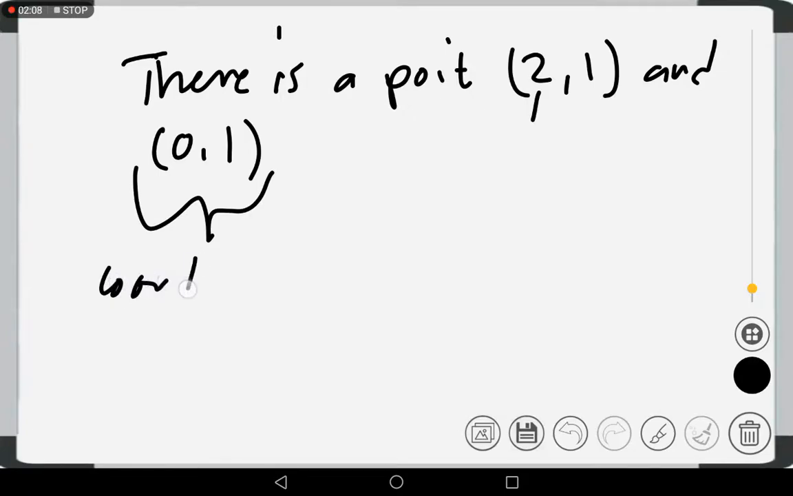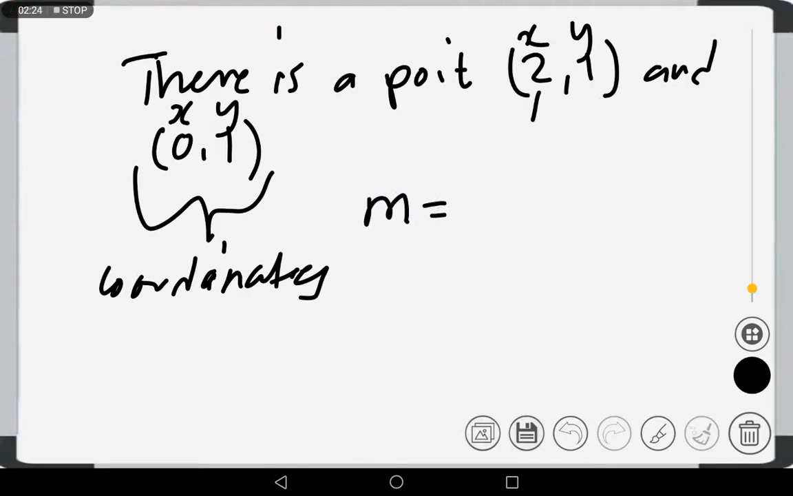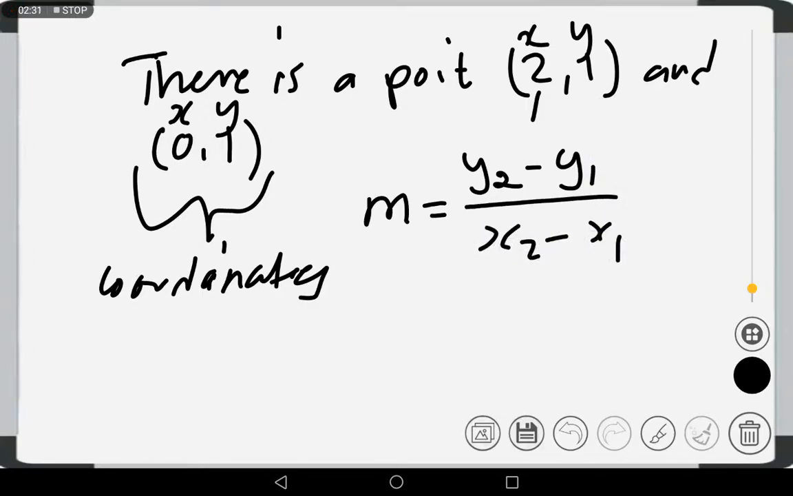So these points here, we call them coordinates. So these coordinates here are x and y. This, like here, also is x and y. So our gradient, the one I said, our m equals to y2 minus y1 divided by x2 minus x1. So if I'm using these two coordinates, I can decide to make this one x1 and y1, the first coordinate, and the second coordinate is x2 and y2.